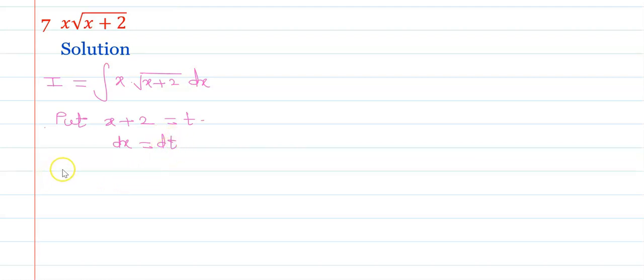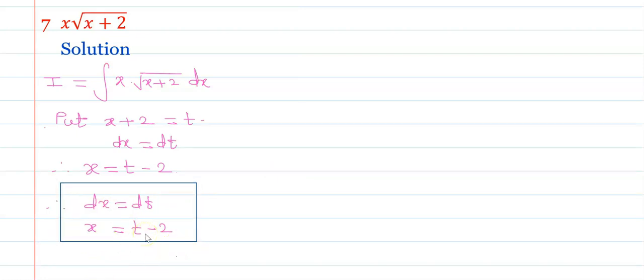And also one of the important values: x is equal to t minus 2. These two are important. Hence, we have the two important values: dx is equal to dt, and x is equal to t minus 2. Now we will substitute these values here in our integral.